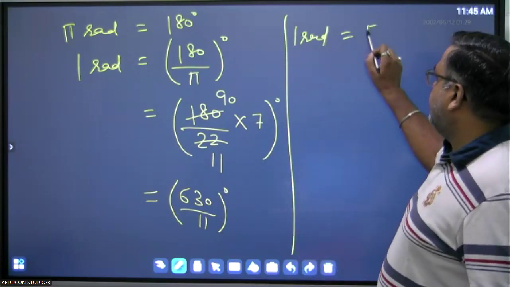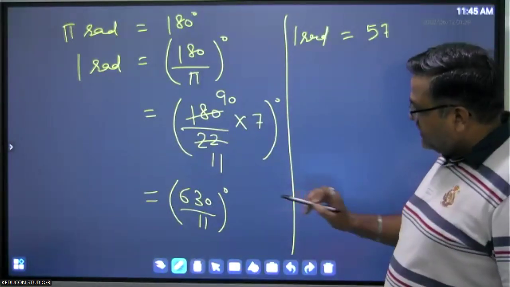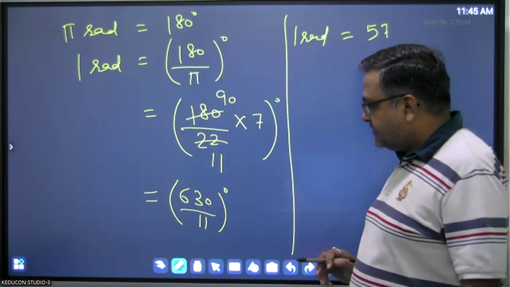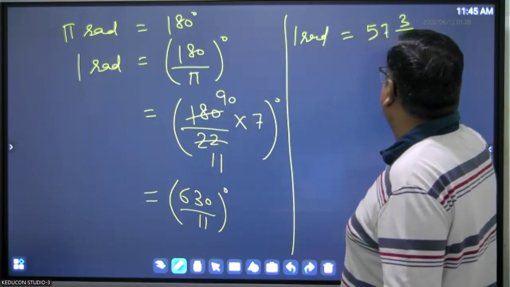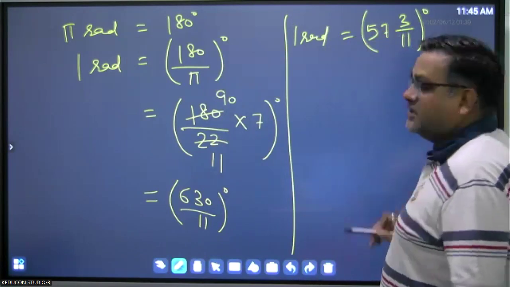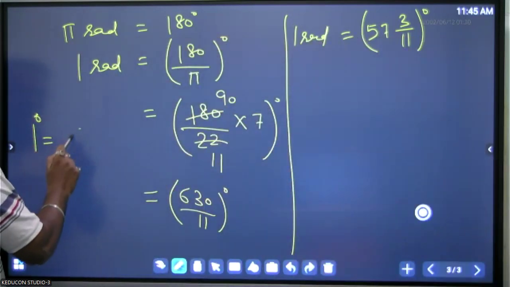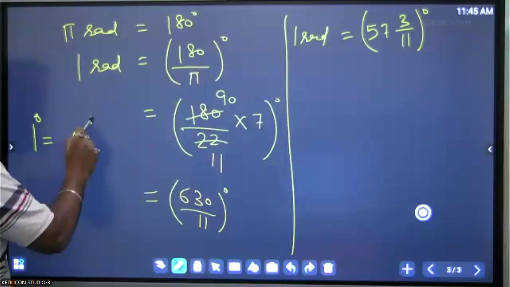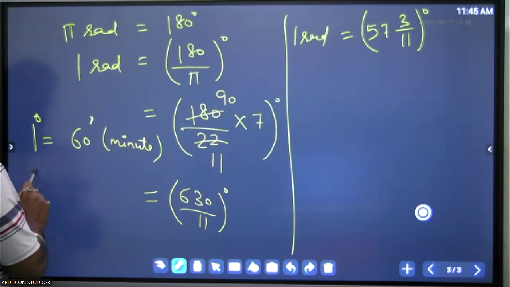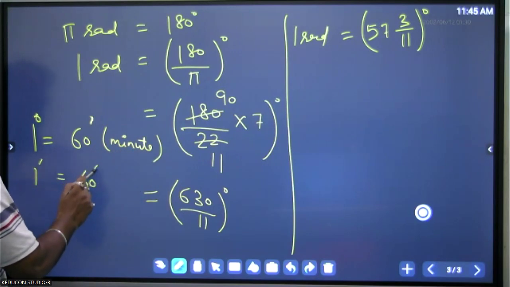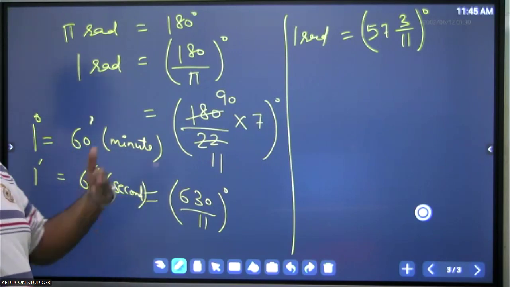11 5s are 55, then 87. So this becomes 57, and then what you are left with? 3 by 11, this much degrees. Now every 1 degree has 60 minutes. This is known as 60 minutes. And every 1 minute has 60 seconds, right? So we have to convert it into the minutes, then into the seconds.